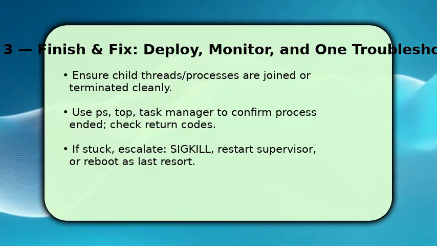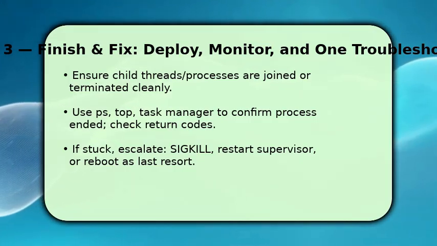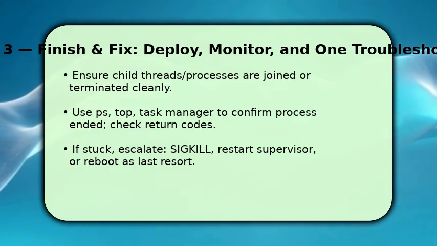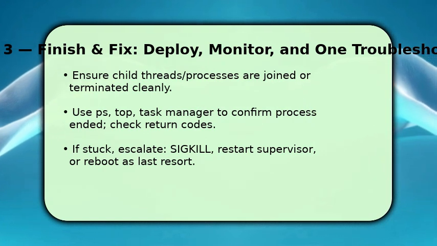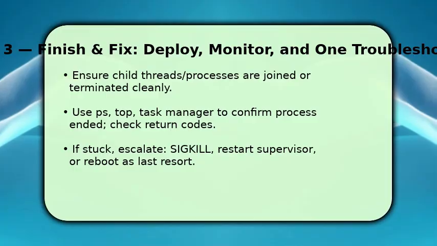If a process refuses to die, escalate to signal.SIGKILL, restart your process supervisor or restart the machine only if absolutely necessary. Troubleshooting tip: if killing fails, check for kernel locks, zombie processes, or file descriptors preventing termination and address those first.